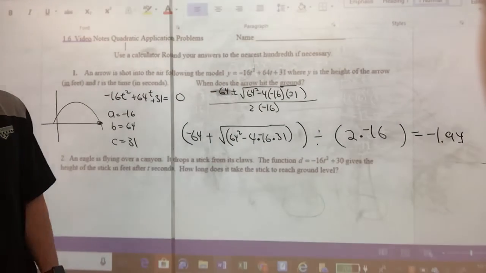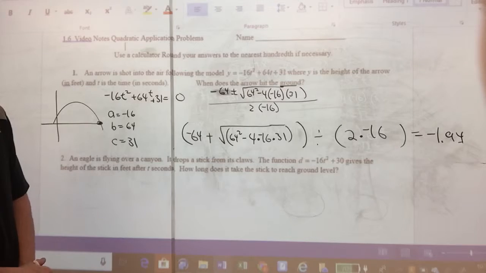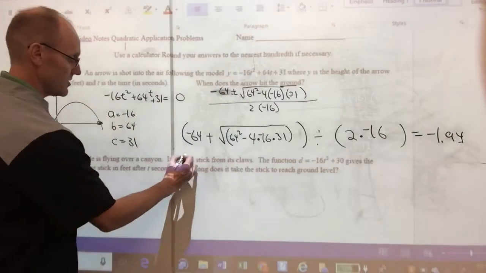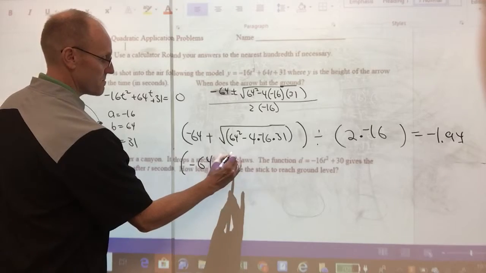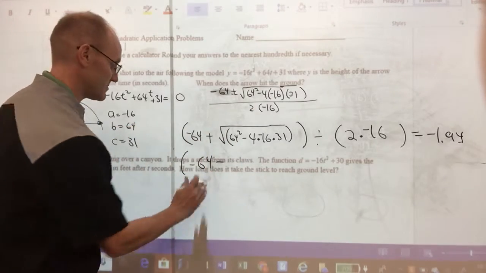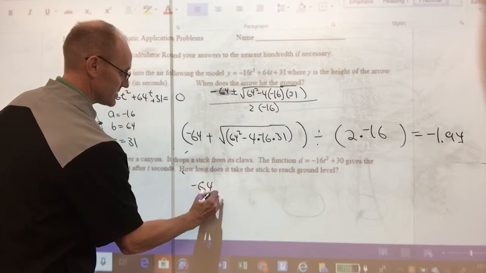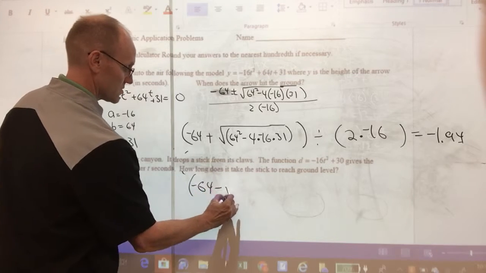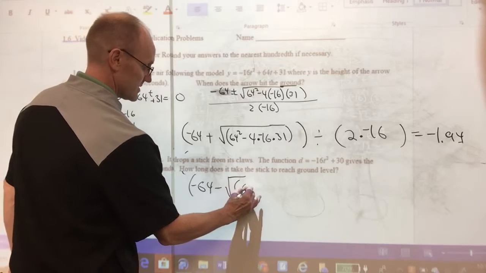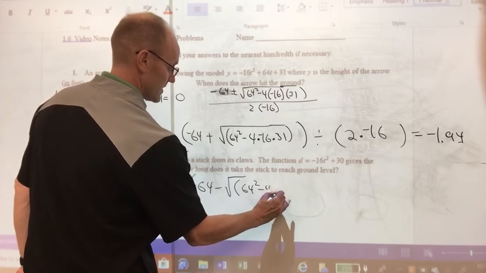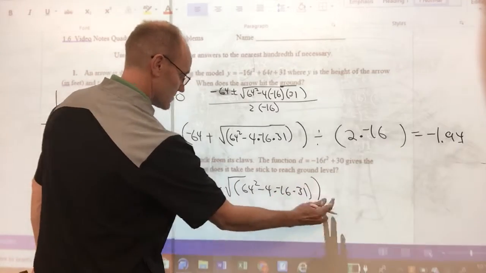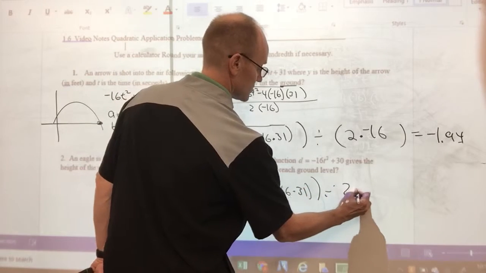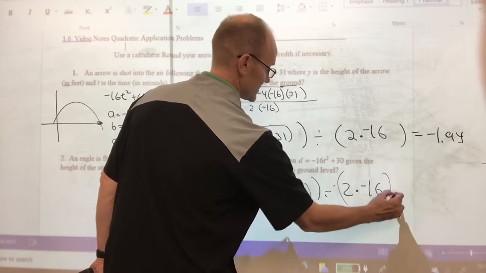Does that make sense, that it's going to take negative time to hit the ground? Probably not. So I know that this answer is probably not the one I'm looking for. But this is a plus or minus, so the next thing I'm going to do is put negative 64, minus this time, and everything else is going to be the same. I'm going to write this a little lower so you can see it. So negative 64 minus the square root, open parentheses, 64 squared minus 4 times negative 16 times 31, close the parentheses for the radical, close the parentheses here, divided by 2 times negative 16 in parentheses.